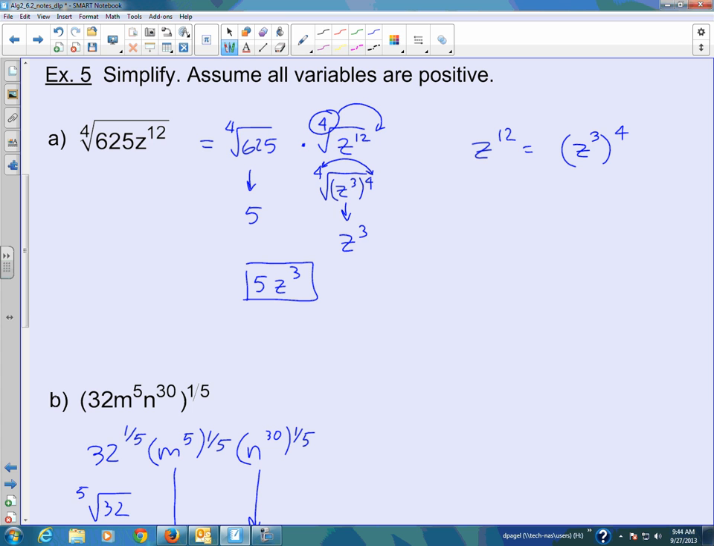Now another way to look at it is to ask yourself the question, how many 4s go into 12? And the answer is 3.